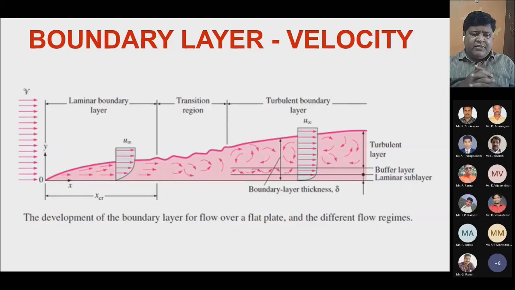If, for example, you see what a boundary layer is, again you can see from the leading edge, where x is equal to 0, the velocity profile after a certain distance from 0.